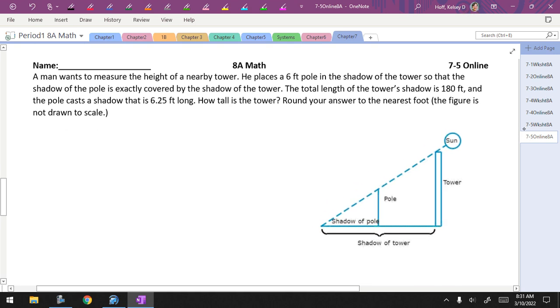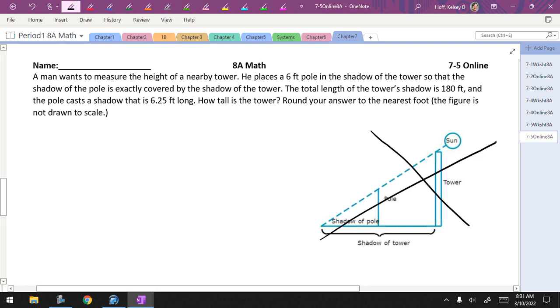Read carefully. A man wants to measure the height of a nearby tower. He places a 6-foot pole in the shadow of the tower. The shadow of the pole is exactly covered by the shadow of the tower. The total length of the tower shadow is 180 feet, and the pole casts a shadow that's 6.25 feet long. How tall is the tower? Round your answer to the nearest foot.